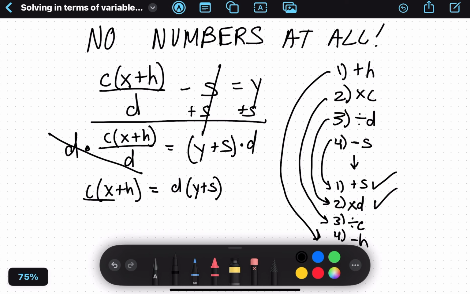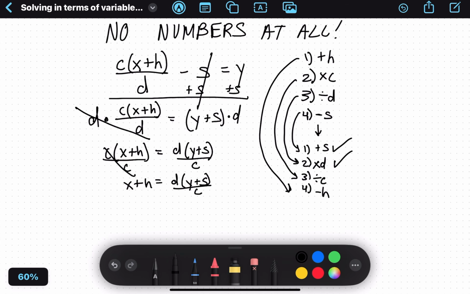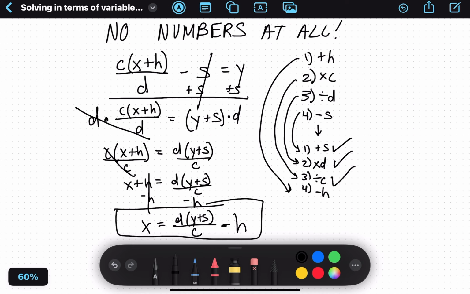Now, let's divide by c on both sides. These c's cancel out. X plus h equals d times y plus s over c. Ooh, a lot of letters. Step 3 done. On to step 4. We have to subtract h. So subtract h on both sides. These h's cancel. X equals d times y plus s divided by c, all of that minus h. That's your answer.